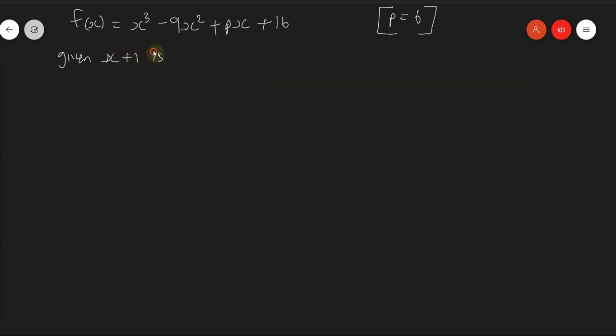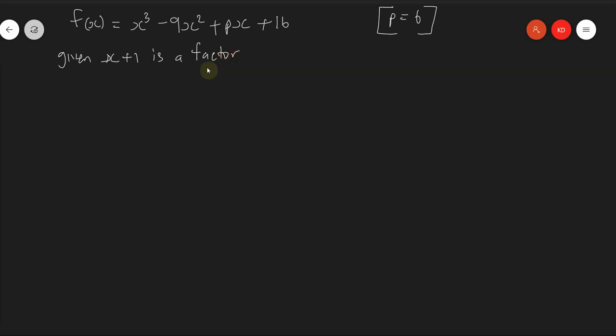So it says f of x is equal to x cubed minus 9x squared plus px plus 16. Good. And now the first question says, given that x plus 1 is a factor of f of x, show that p equals 6. So we are supposed to prove that p equals 6 given x plus 1 is a factor.